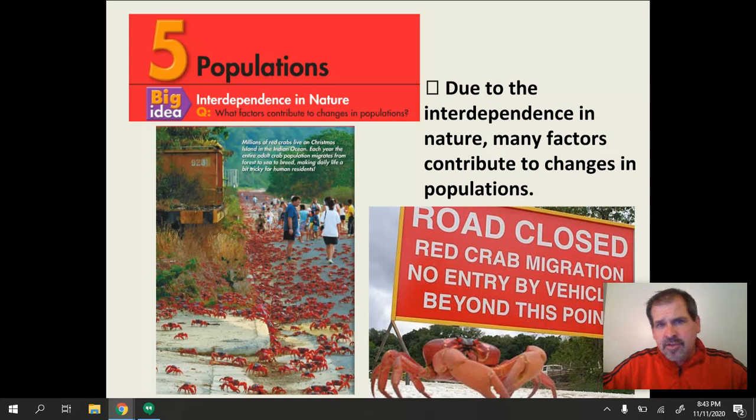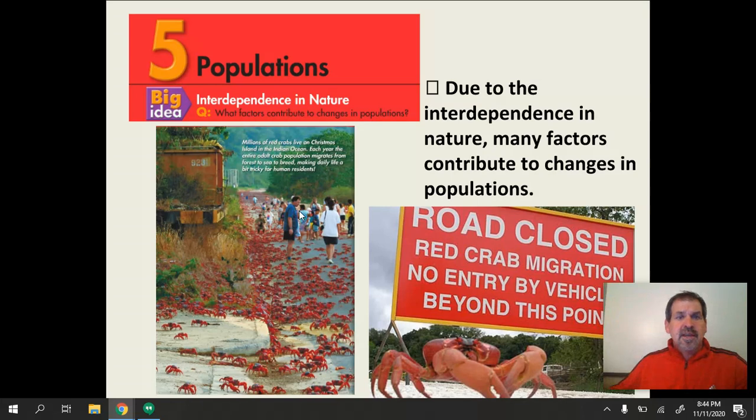Chapter 5, Populations. Big idea. So start by literally just writing down big idea, colon, and then this is our big idea. Due to the interdependence in nature, many factors contribute to changes in population. We're going to look at 5 metrics, or 5 ways that we describe and measure populations, and we'll consider changes in those populations. These are a couple of interesting pictures.